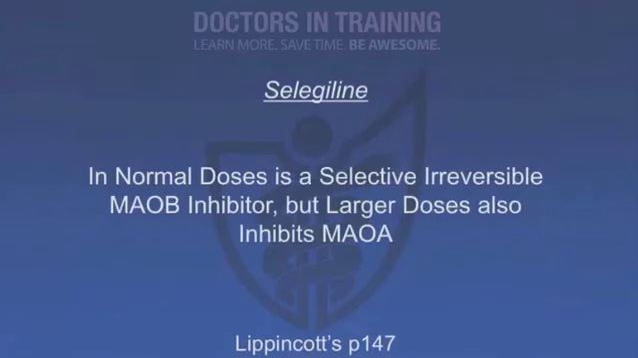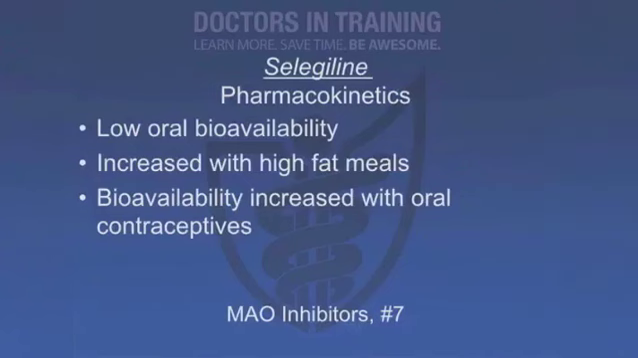Selegiline, in normal doses, is a selective irreversible MAO-B inhibitor, but at larger doses also inhibits MAO-A. Selegiline is administered as a transdermal patch, which may produce less inhibition of hepatic MAO at low doses because it avoids first-pass metabolism. It has a low oral bioavailability and is increased when it's ingested with a high-fat meal. Its bioavailability is also drastically increased in women who are on oral contraceptives.